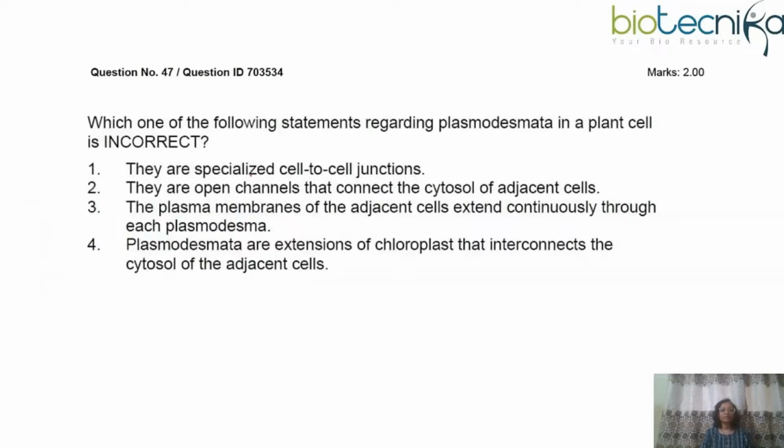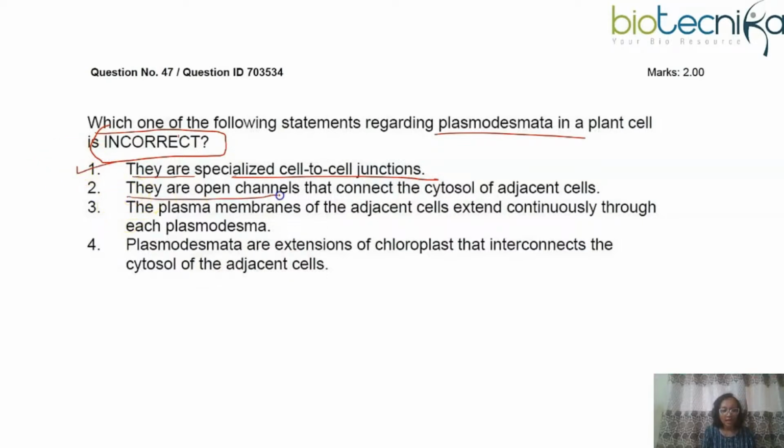Next question. Which one of the following statements regarding plasmodesmata in a plant cell is incorrect? So the question is asking about cell junctions, plant cell junction, plasmodesmata, and it is asking which of them is not true. First sentence, they are specialized cell to cell junctions, that is correct. Plasmodesmata are small pore like structures which connect plant cells. So yes, they are specialized cell to cell junctions, that's correct.